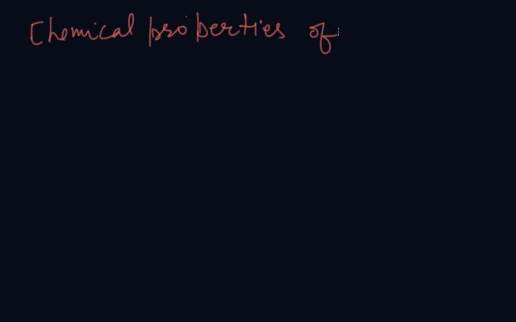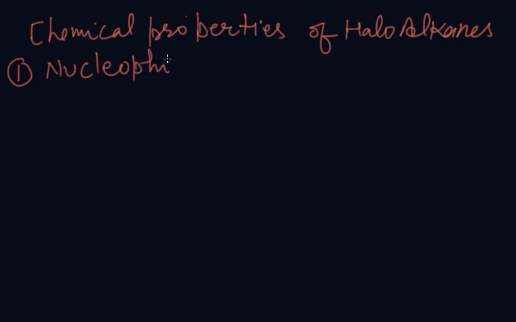Today we are just going to discuss the chemical properties of haloalkane only. Chemical properties of haloalkane means that we are going to discuss the chemical reactions. Number one is nucleophilic substitution reaction. Haloalkanes show such kind of reactions.